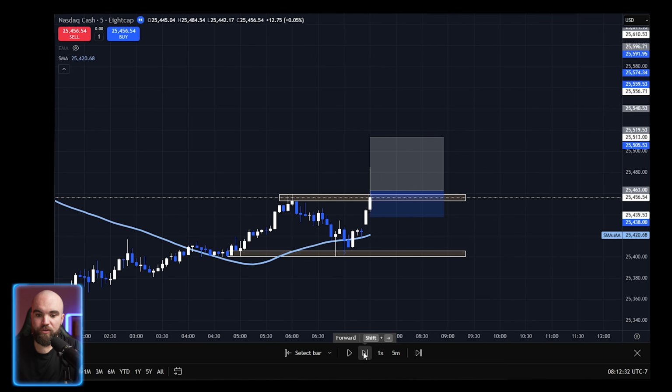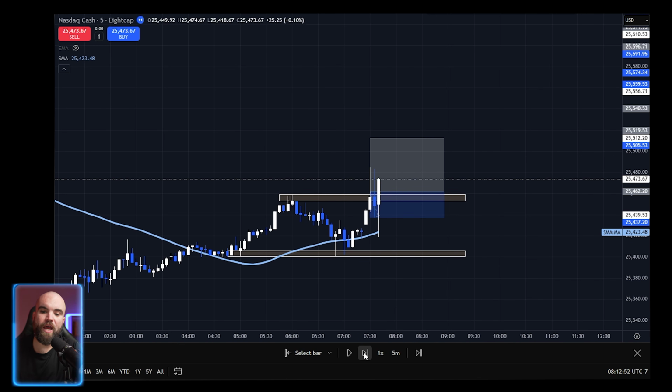Did the body close outside? Nope, only the wick did. So this is a trap. If you entered here, the market would have reversed and stopped you out instantly. Remember, if the body doesn't close, the trade is closed, okay?